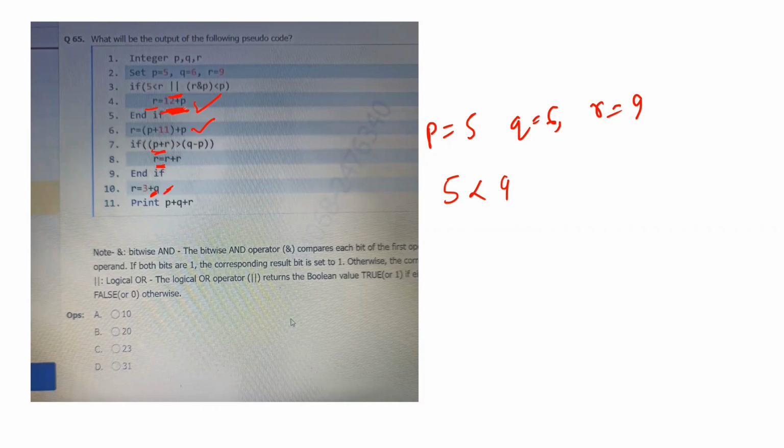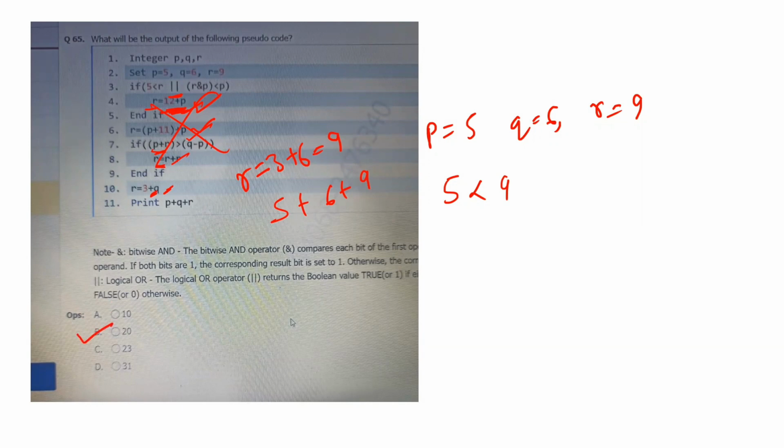So even if you calculate this, no use, because at the end the last modification that has been done to the value of R is completely dependent on the value of Q, and the Q value never got changed. So what will be the value of R? 3 plus Q, that is 9. So the value of R is 9 only. And the P, Q values never got changed. So the P value is 5, the Q value is 6, and the R value is 9. So 5 plus 6, 11 plus 9, 20. Option B will be the correct answer for this particular question.